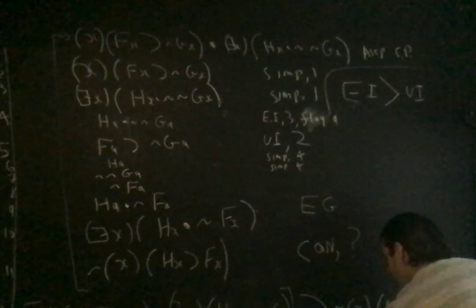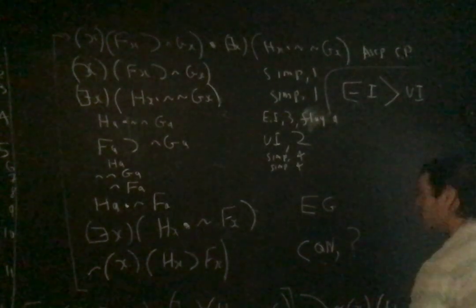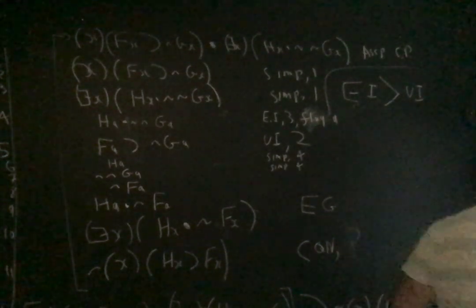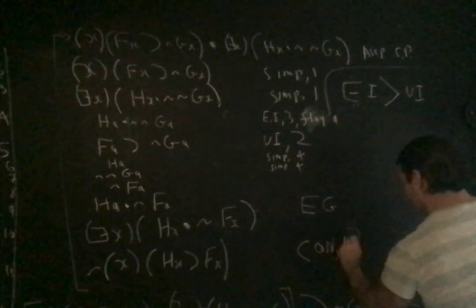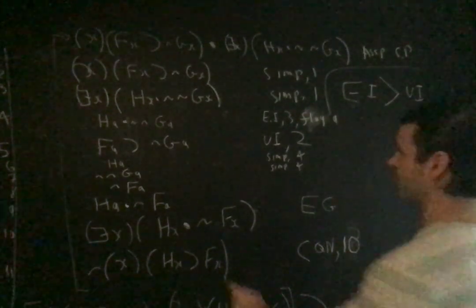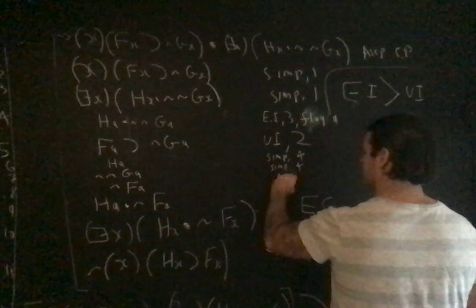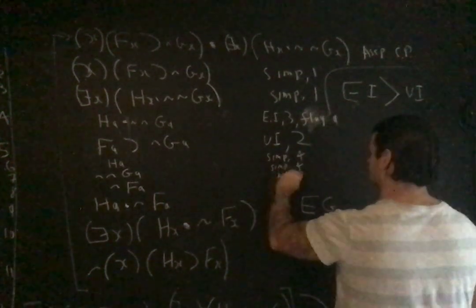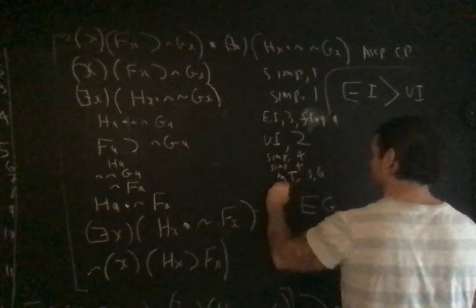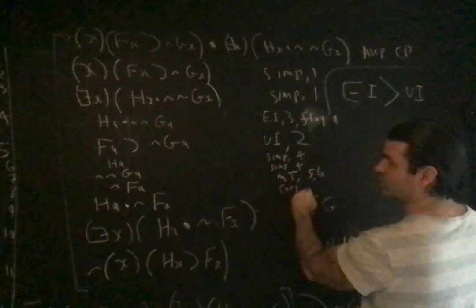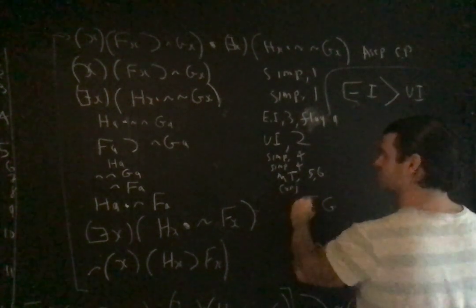This will be CP 1 to 11. CQN on 10. Right. This is modus tollens 5 and 6. Conj 6 and 8.